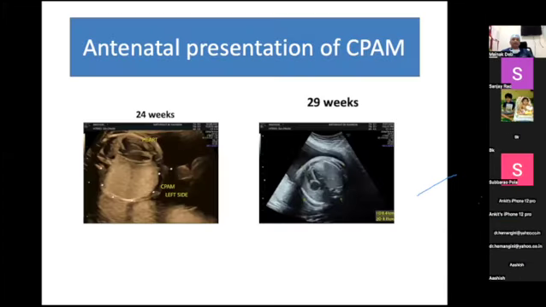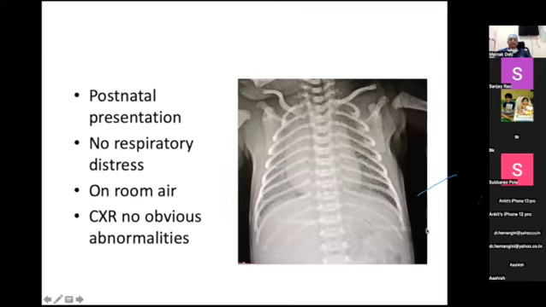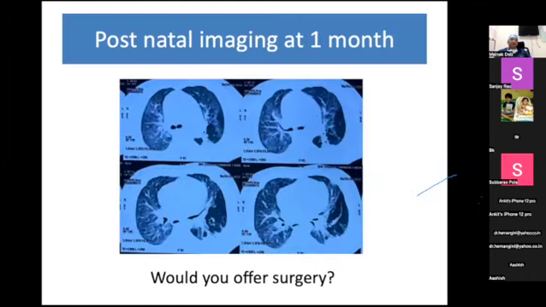your resection. So this is from one of our own series, where a mother presented to us with a large left-sided CPAM at 24 weeks, and at 29 weeks of observation there seems to be a mild cardiac displacement, but here it has shrunk significantly with restitution of the mediastinum. This child underwent a postnatal X-ray, and this is the X-ray. The child had no respiratory distress on room air. The X-ray had no obvious abnormalities, and this was the CT scan.